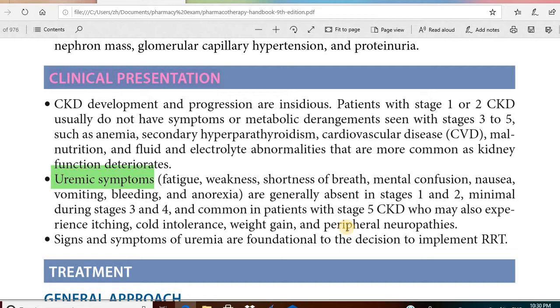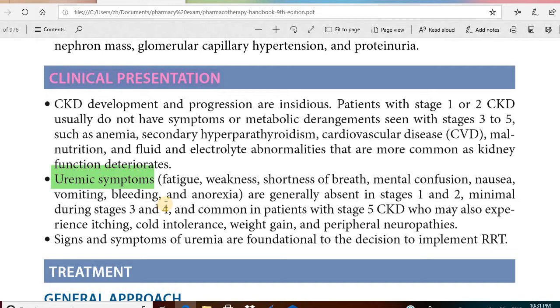Uremic symptoms means when the blood cells or the proteins are lost by the urine. So there may be fatigue, weakness, shortness of breath, mental confusion, nausea, vomiting, bleeding, anorexia. They are mostly absent in stage 1 and 2, minimal during stage 3 and 4, and common in patients with stage 5 who may also experience itching, cold intolerance, weight gain, or papillopathies. Uremic means if there is any problem in the kidney function, these symptoms may happen. So you have to learn this.